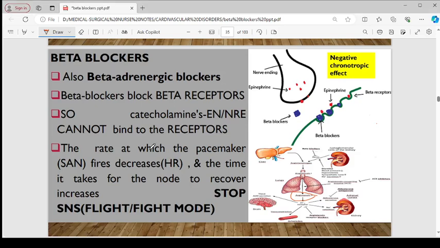Today we are going to look at beta blockers. These drugs are indicated for two major functions, that is as an antiarrhythmic and as an antihypertensive. So let's see how it brings about those two effects.